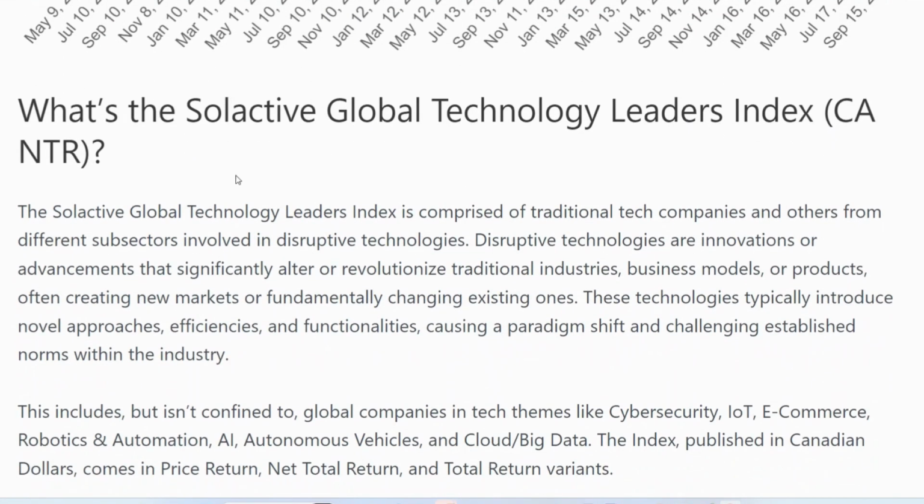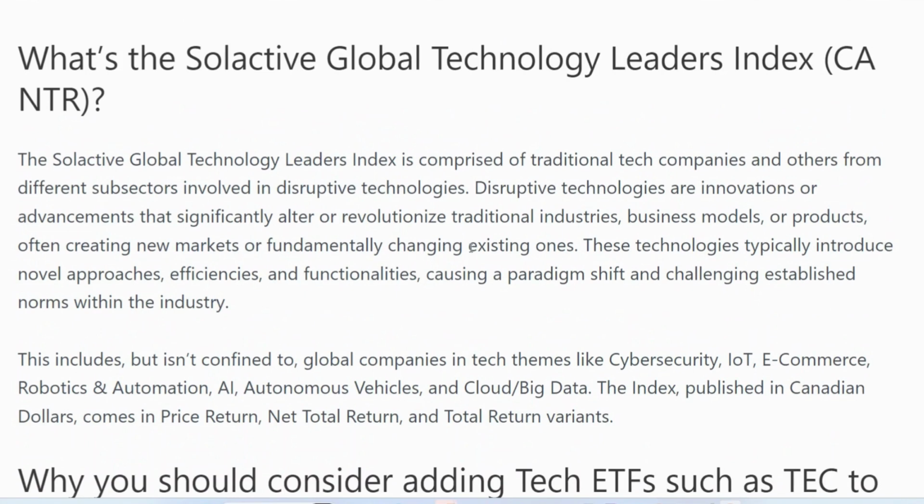So, what's the Solactive Global Technology Leaders Index? I advise you whenever you want to invest in an index ETF to try to understand the index itself. Why am I saying that? Because if you are investing in an index ETF and you don't know what's part of that index, what's the strategy, what's included, it's like you're investing blindly.